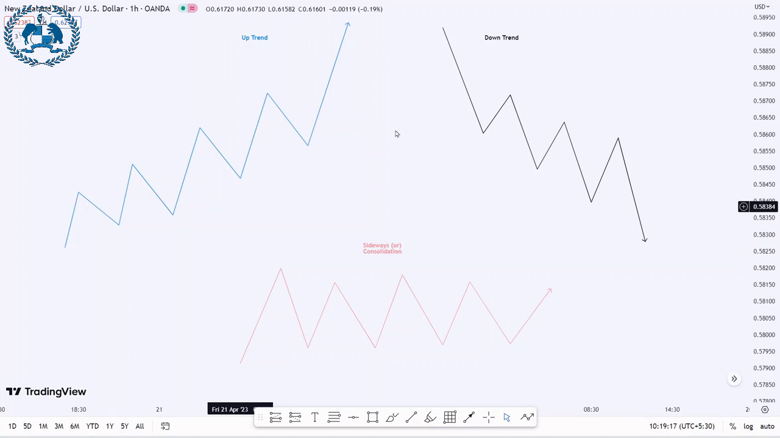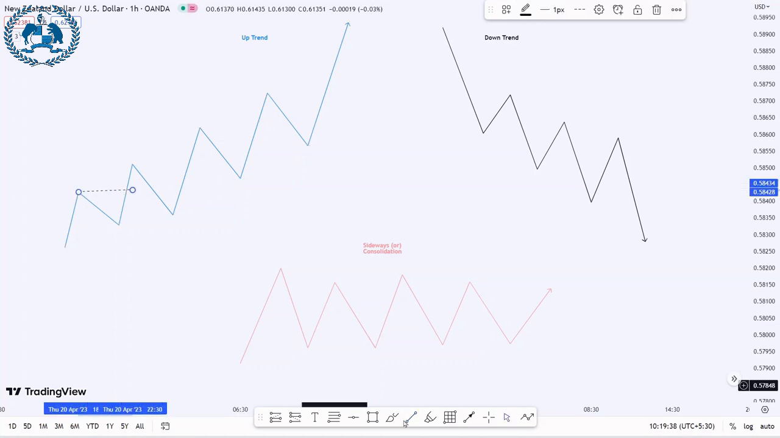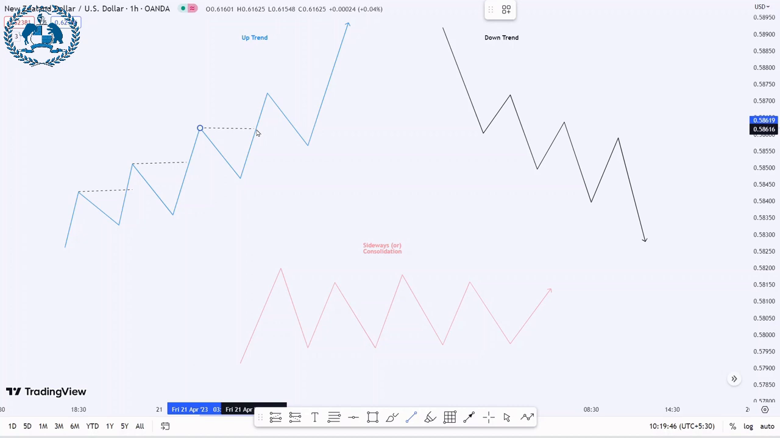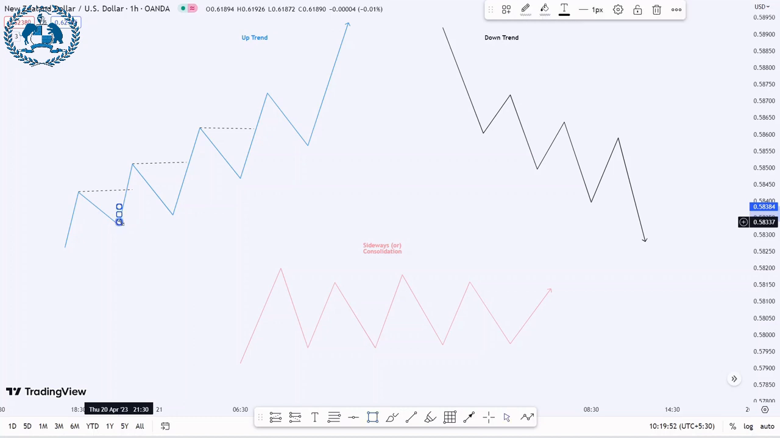So I hope everyone knows about these three trends in the market. One is uptrend, another is downtrend, and the last one is sideways or consolidation move. In uptrend, price will keep moving up towards the upside. This is called a break of structure. So whenever the price breaks the previous high, we will mark it as a break of structure, and we will be marking our order block, and we will look for our buy trade.